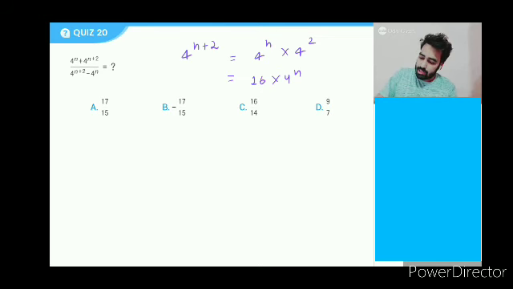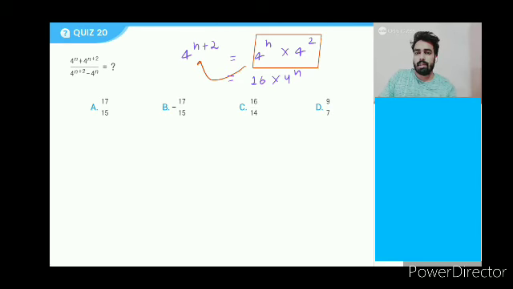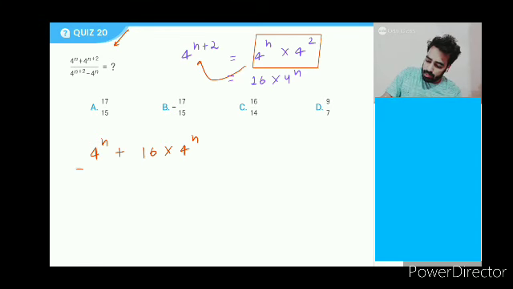Look at the logic, if you see here, that is 4 power n into 4 power 2. So what I'll do, I'll add up the powers because the bases are the same. If I add the powers, I'll get n plus 2. So similarly, I can substitute the values here. If I want to simplify this expression, I'll write it like this: 4 power n plus 16 into 4 power n divided by 16 into 4 power n minus 4 power n.